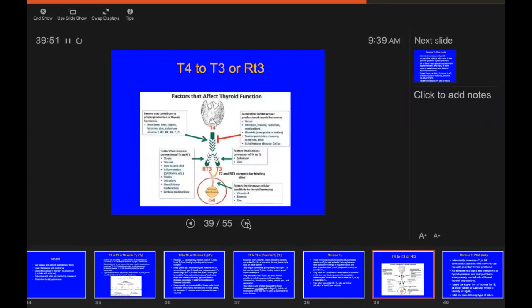And factors that improve the conversion would be selenium, zinc. We'll talk about selenium in a little bit. Factors that improve the sensitivity of thyroid hormones include vitamin A, exercise, zinc, probably selenium also, and probably iron also.